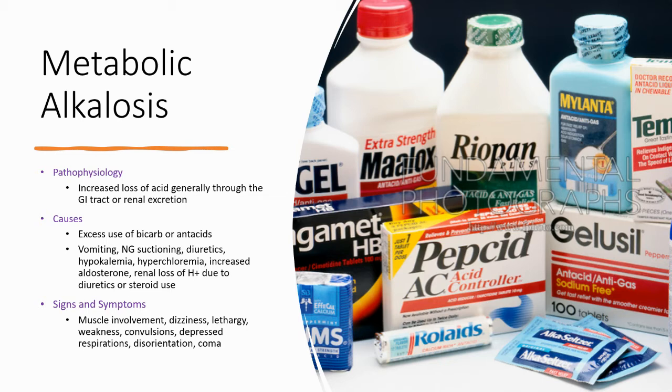renal loss of hydrogen due to diuretics or steroid use can cause metabolic alkalosis. And some common signs and symptoms include muscle involvement, such as weakness, dizziness, lethargy, convulsions, and eventually you can have depressed respirations, disorientation, coma, and death.